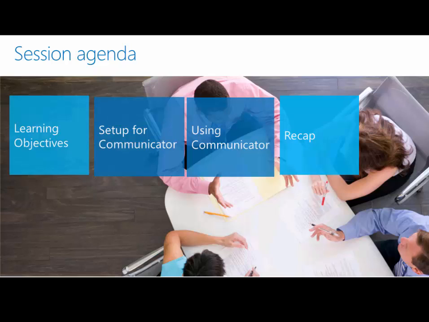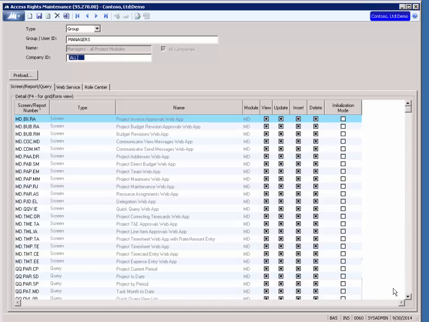Prior to using Communicator, you need to configure the software. This is usually done by a system administrator. To do this, there are two things that need to be set up. The first step is to open access rights maintenance. You must give rights to the necessary web application screens. In your example today, the group has rights to all the web apps, including Communicator.